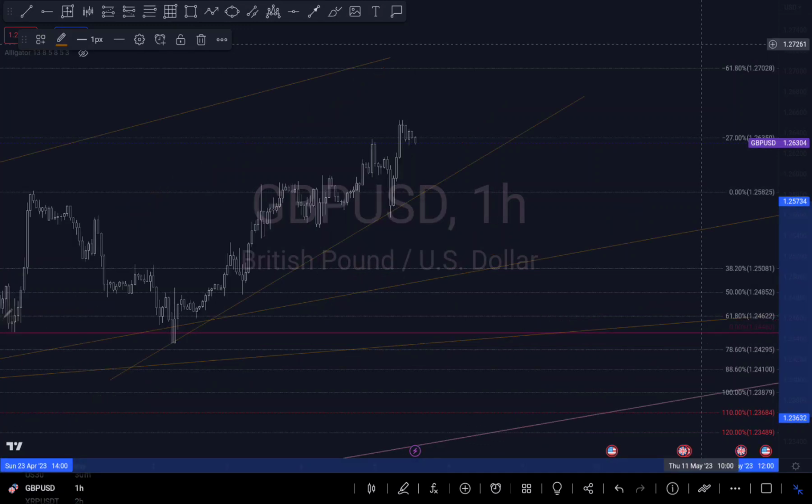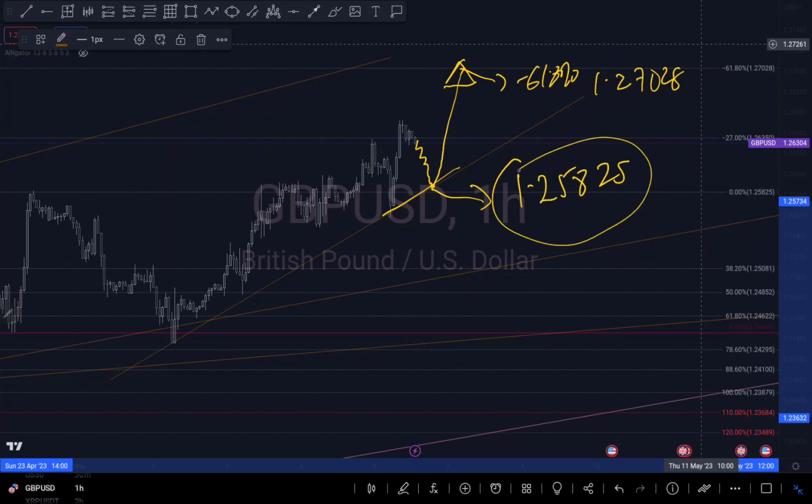Another scenario is if it can just come down here to retrace this trend line right here, then we might continue to push to the upside, which is around my negative 61.8% fib level. So that's just my zone that I'm currently looking at. There's a possibility we might get here, which is around 1.27028, that's my negative 61 level, or around this trend line right here, which is around 1.25825. So those are my possible scenarios as of right now, until it breaks the trend line and retests the trend line. If it does that, then my possible retracement will be around this level, which is 1.25081. So these are just my overall targets as of right now.